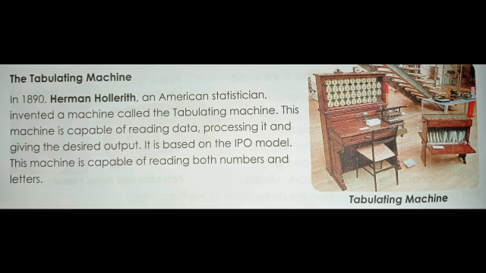The tabulating machine. In 1819, Herman Hollerith, an American scientist, invented a machine called the tabulating machine. This machine is capable of reading data, processing it, and giving the desired output. It is based on the IPO, which means Input Process Output model. This machine is capable of reading both numbers and letters.